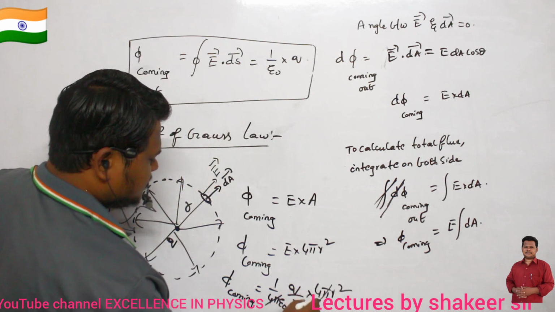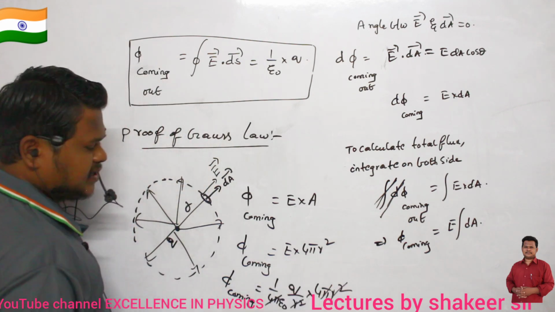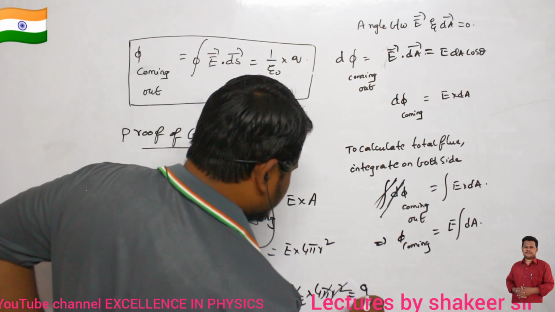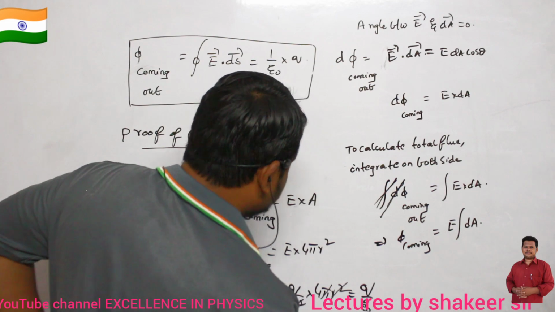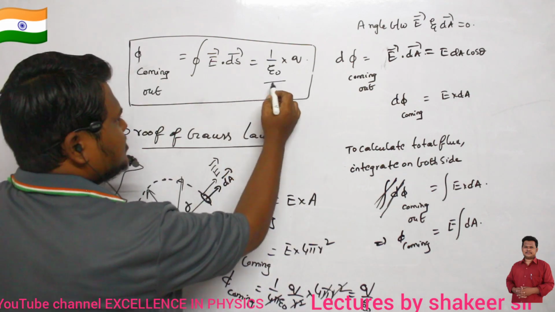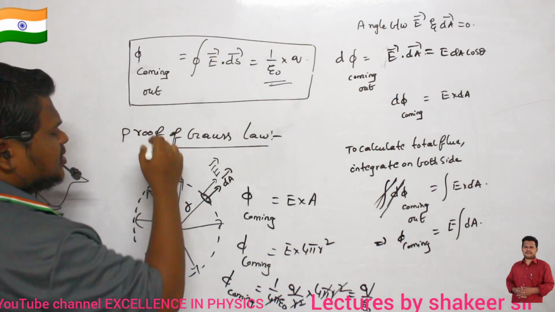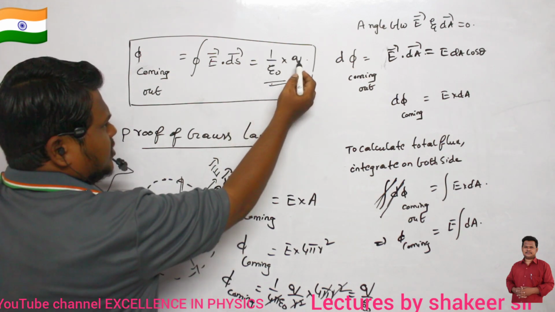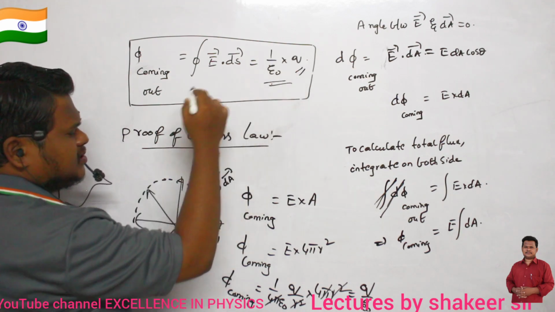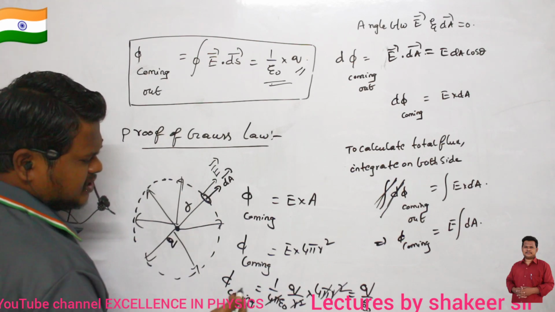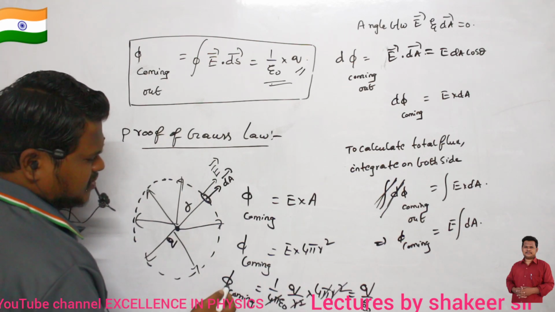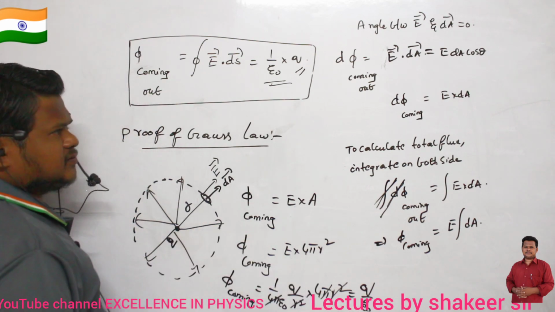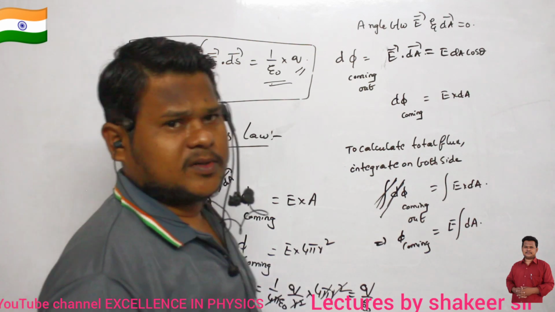So 4 pi r square and r square will get cancelled. What is the final term remaining here? Q divided by E naught. That's it. That is what we have written in the previous condition, no? So flux coming out of a total closed surface is equal to 1 by E naught times the charge enclosed by that Gaussian surface. Clear, ma? Same answer I got, no? So flux coming out is equal to Q divided by E naught. So this is the proof of Gauss law. Clear, ma? Come on, make a note up to here.